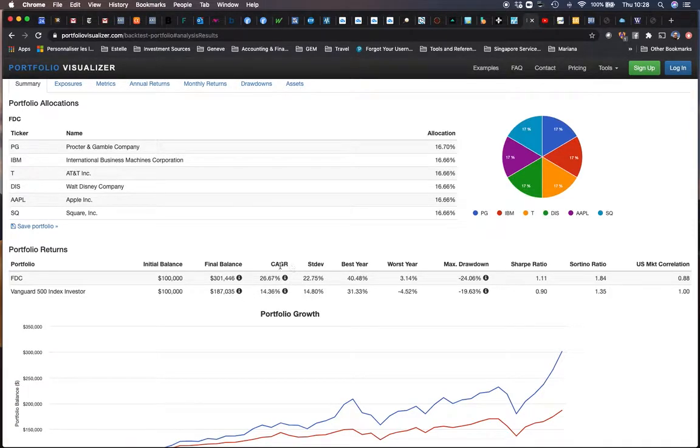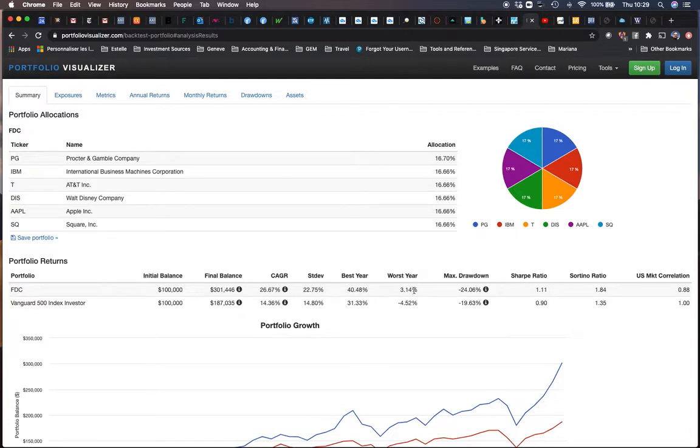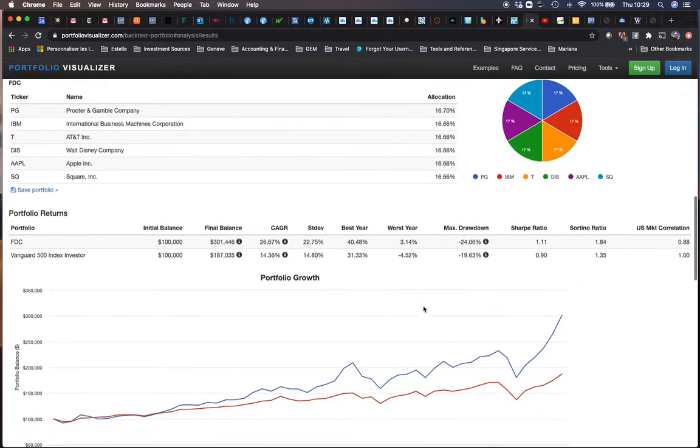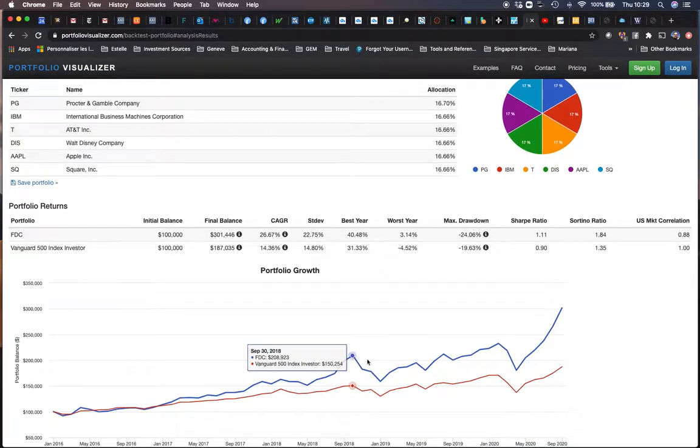The cumulative annual growth rate, which is the compound rate of return of this portfolio. The standard deviation, which is the risk. The best year, what was the best year since 2016? What was the worst year? And what was the max drawdown? Remember, the drawdown is the difference between peaks and troughs. What does this give to me?